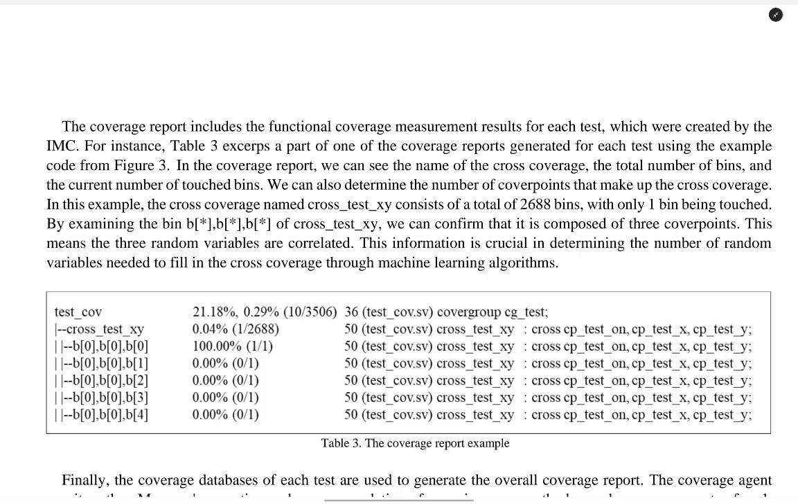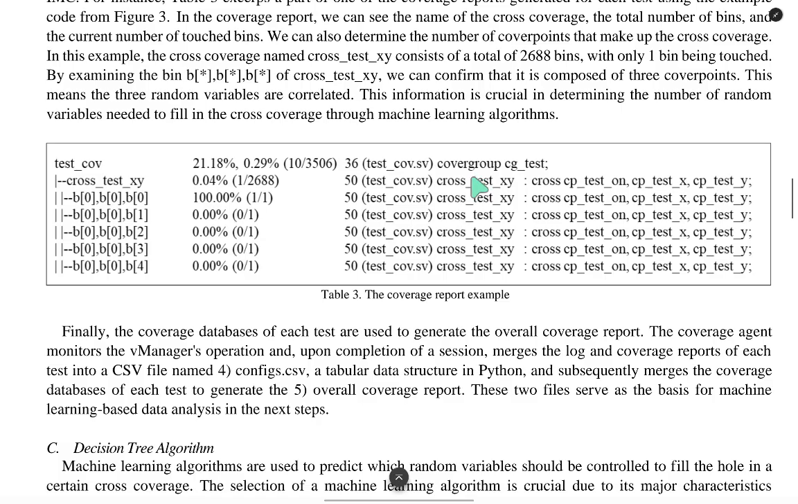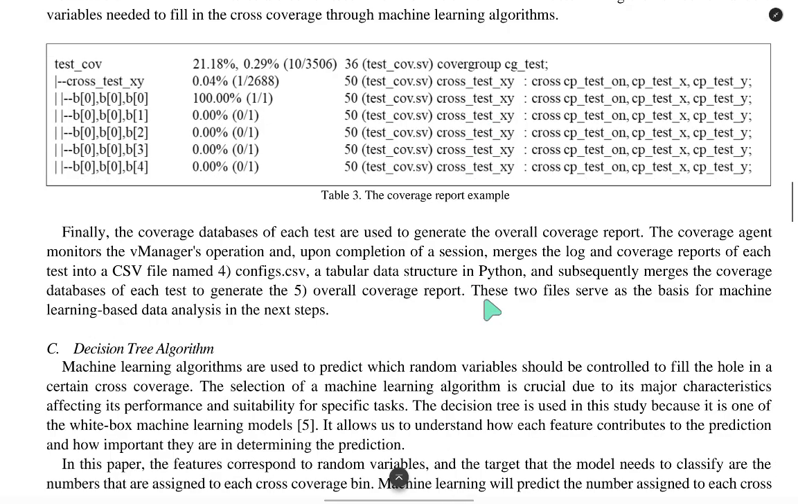This means that 3 random variables are correlated. This information is crucial in determining the number of random variables needed to fill in the cross coverage through machine learning algorithms. Table 3, the coverage report example.